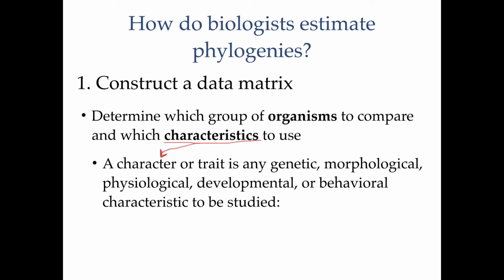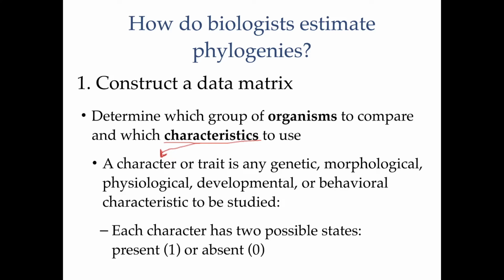And when we select those characteristics in the group of organisms we are studying, there are only two possibilities for organisms related to that characteristic. It is either present or absent. So to make it easy, in our data matrix, we are going to represent that by 1 when it's present, or 0 if it is absent.